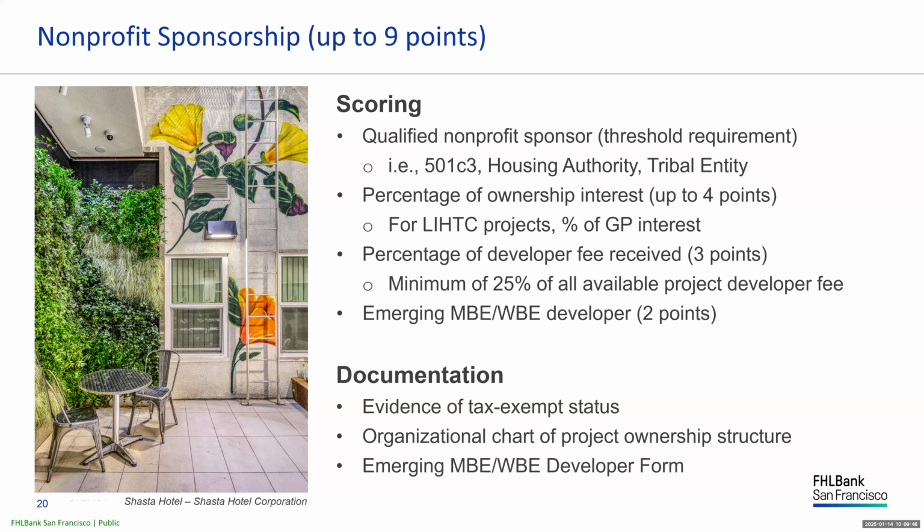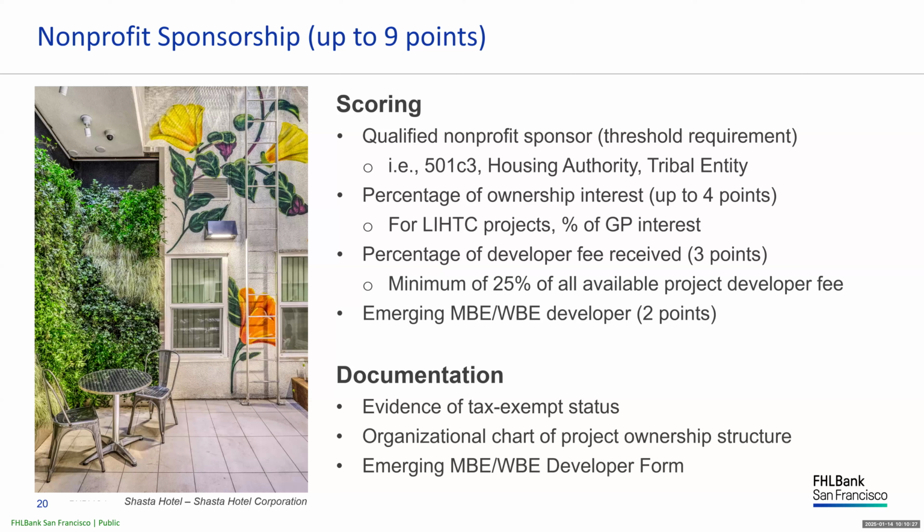The next points are awarded based on a percentage of the total available developer fee received by the nonprofit sponsor, including future investor payouts and or cash flow. The bank does not want the nonprofit sponsor stuck with just the deferred fee. If the nonprofit sponsor receives equal to or greater than 25% of the fee, or if by some chance there is no developer fee, then 3 points are awarded. If the nonprofit sponsor receives less than 25% of the total available developer fee, then 0 points are awarded.